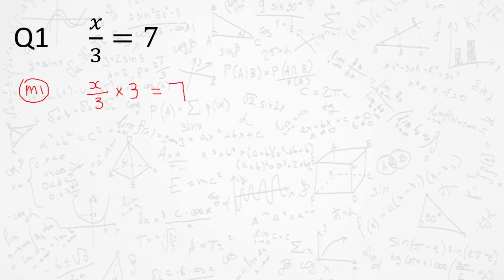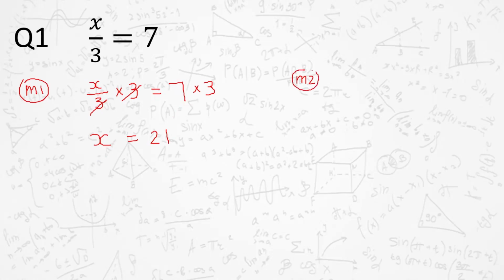Whatever I do to the left of the equation, I need to do to the right hand side of the equation so the equals remain consistent. Now on the left hand side, 3 and 3 cancel out. I'm left with just x. Right hand side, 7 times 3 equals 21. So this is the first method.